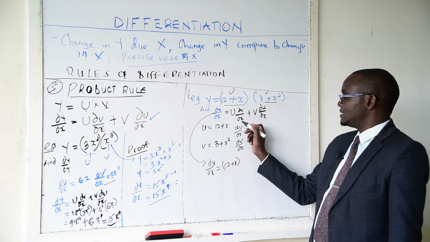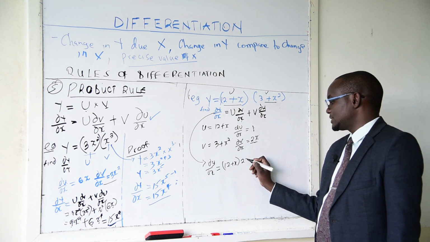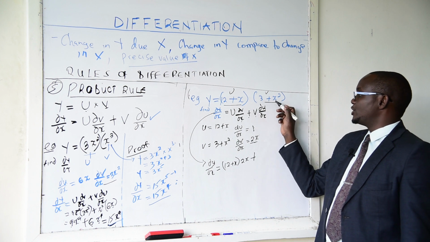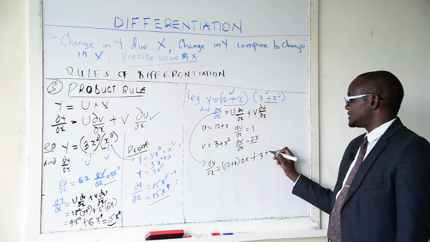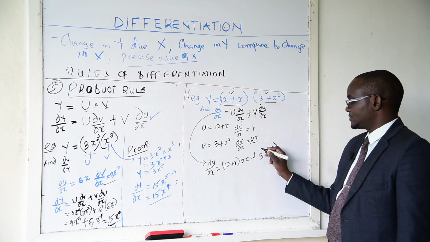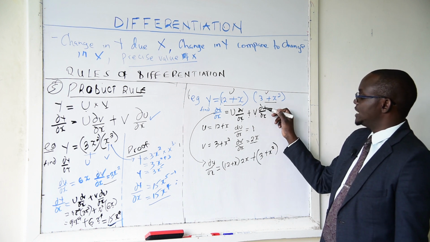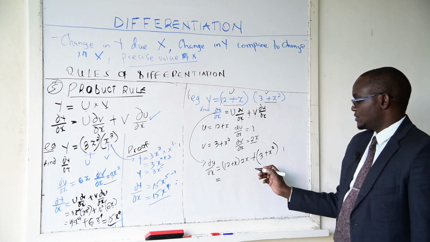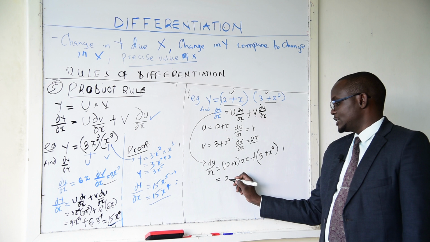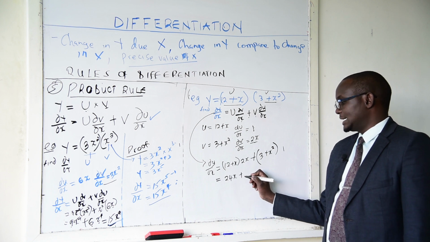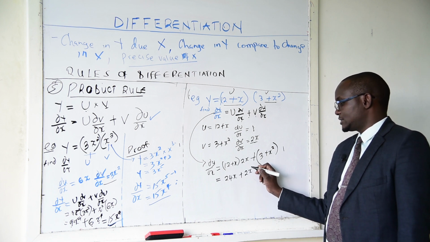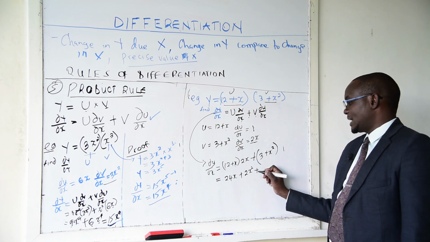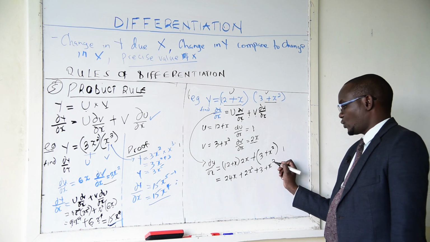Then our dv dx, we have it here, 2x. Then we have the plus sign, plus. Our v, we know it here, 3 plus x squared. And now we need to have du over dx, which is 1. So to simplify this, we open this bracket and we have 2x squared. 2x squared is 2x multiplied by x. Then this side we have plus 3 plus x squared.